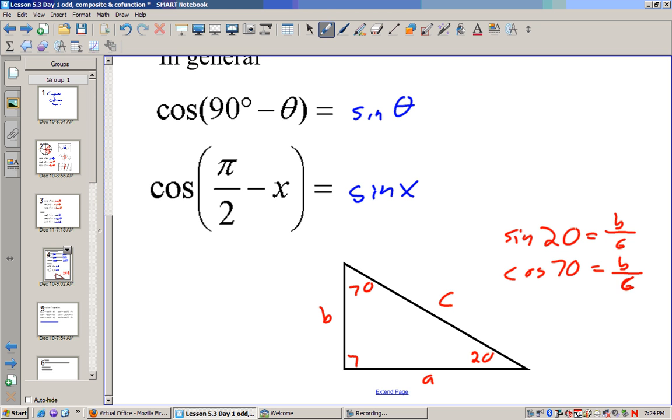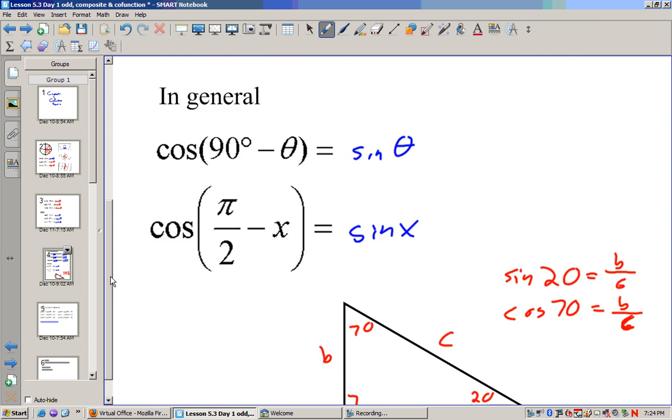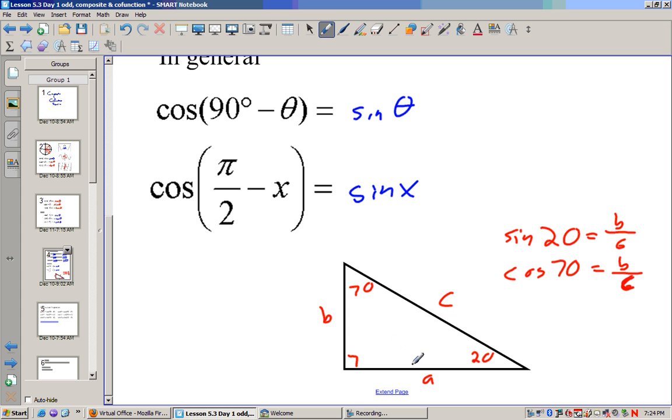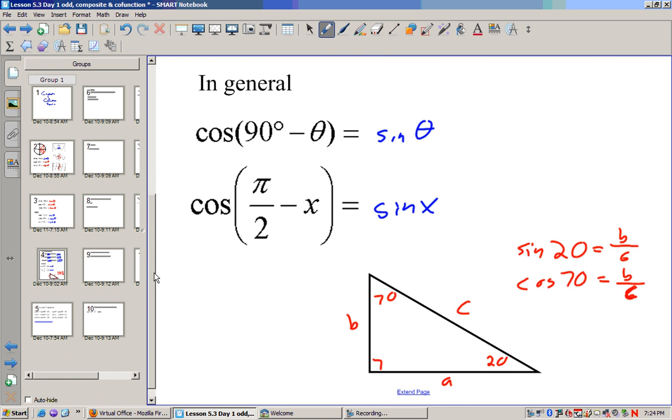So you can see that those give you the same values as long as these two add up to 90. All right, and those work with cotangent and tangent. Cotangent of 70 is B over A, tangent of 70, or tangent of 20, is B over A. And the last one it works with is cosecant and secant. So cosecant of 70 is C over A, and secant of 20 would be C over A. So you get the same values.